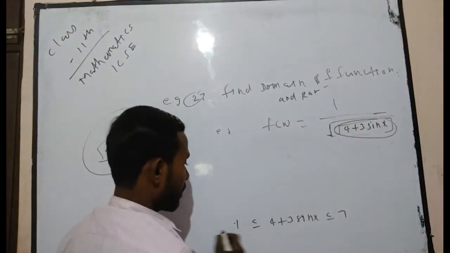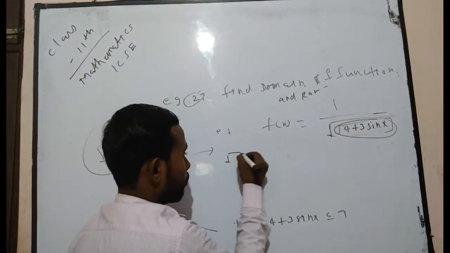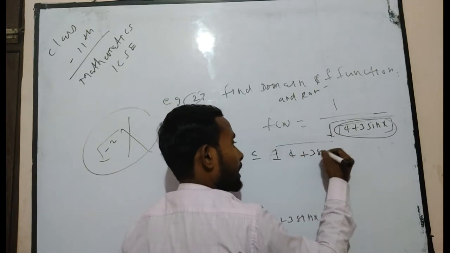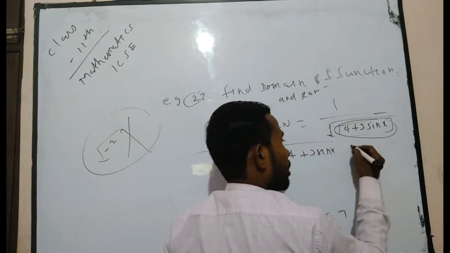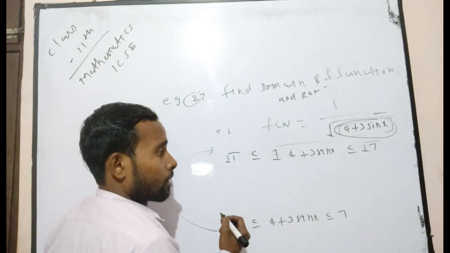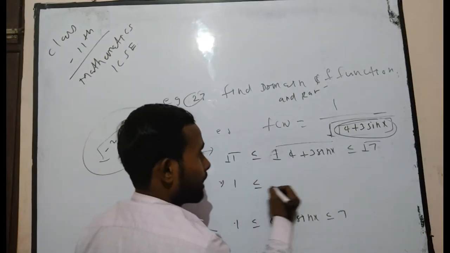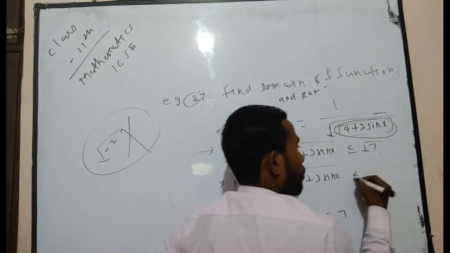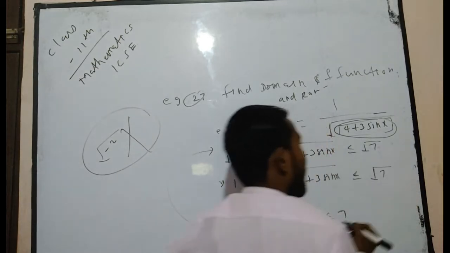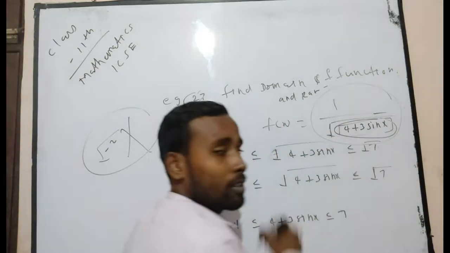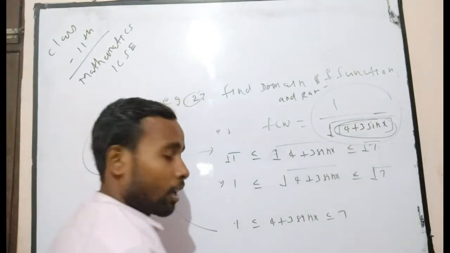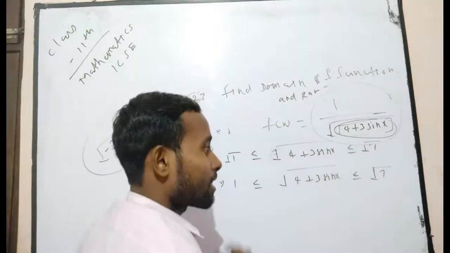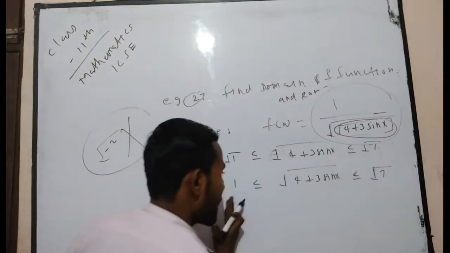So from this step you write root under 1 is less than or equal to root under 4 plus 3 sin x is less than or equal to root under 7. Now root under 1 is 1, so 1 is less than or equal to root under 4 plus 3 sin x is less than or equal to root under 7. Now you have to find the value of this function, but you get only the denominator part. Now what can you say? Now you have to simply find the reverse. If you get the reverse, it comes here and it comes here.